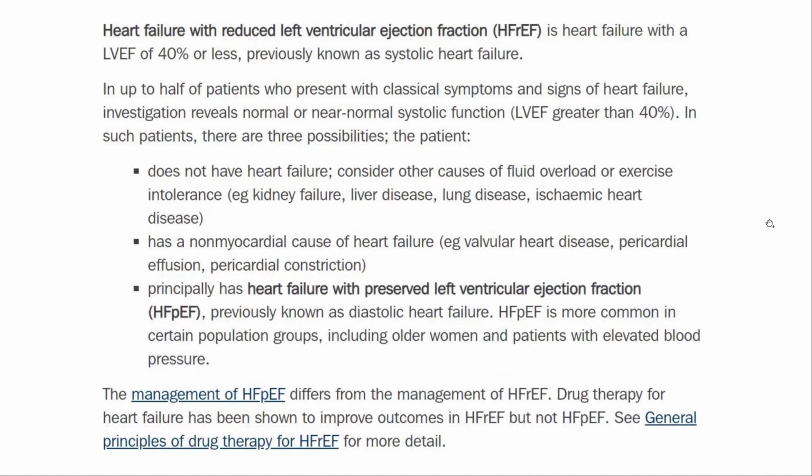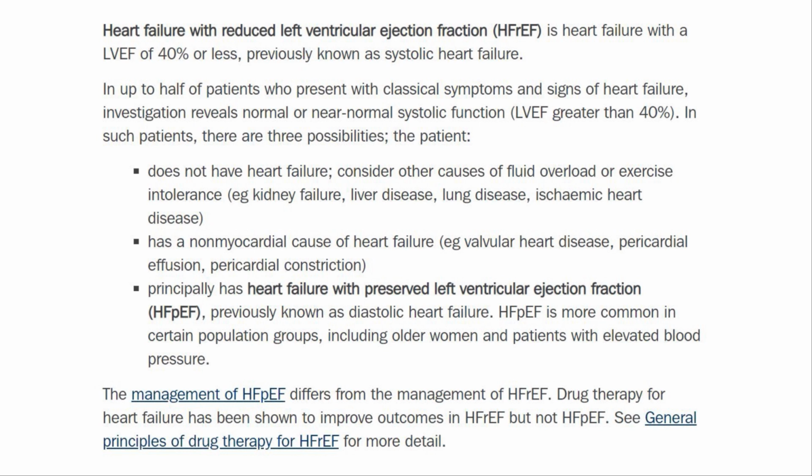The general principle, and I want to firstly just say that you don't need to know that much about this, but there's HFrEF and HFpEF. HFrEF is heart failure with reduced ejection fraction from the left ventricle. That's also known as systolic heart failure. That's basically what you think of as heart failure. The heart fills with blood and then it doesn't manage to pump it all out. That's the one that we treat with all the drugs that you've learnt about.